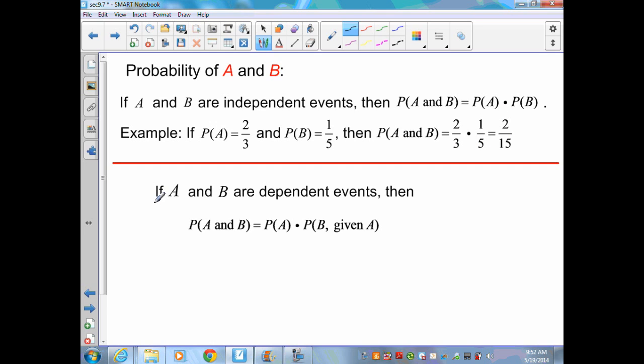If A and B are dependent events, then the probability of A and B is equal to the probability of A times the probability of B, given that A has already occurred. So therefore, I have to find out the probability of this event after A has occurred. We'll see some examples of that in a minute.